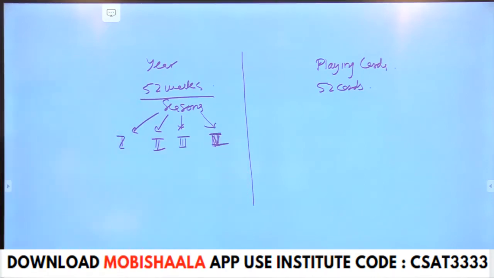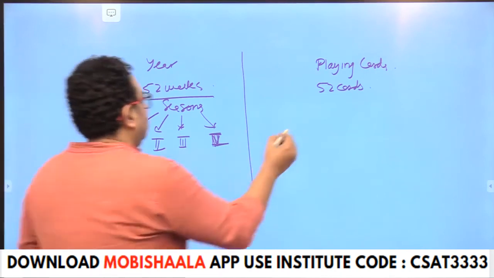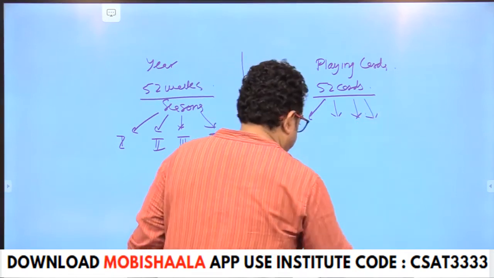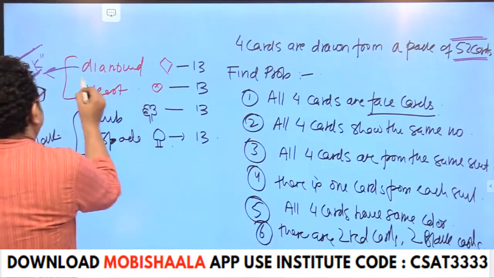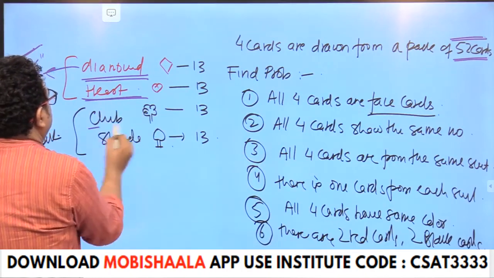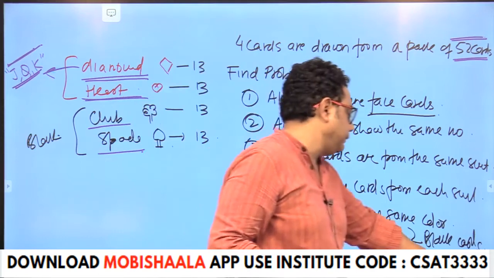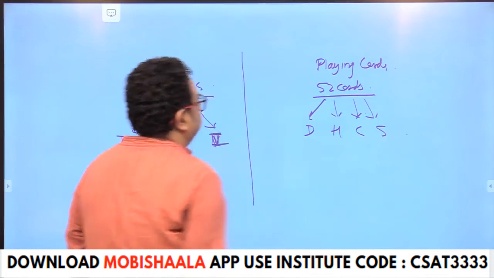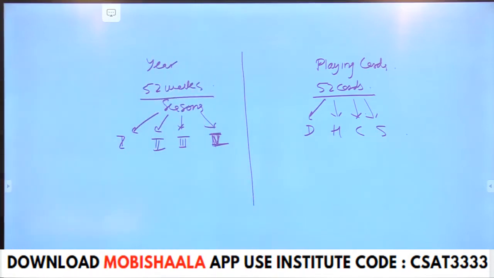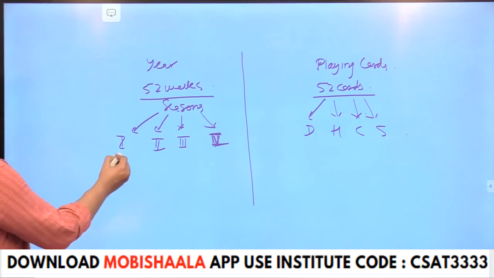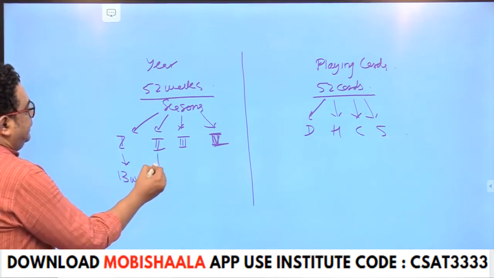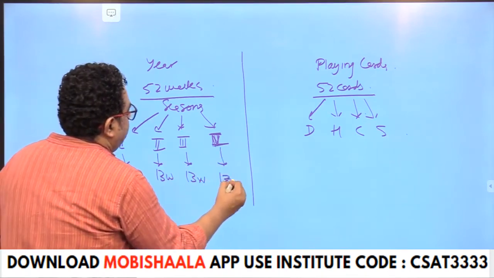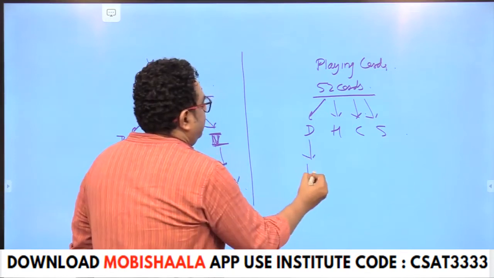There are 4 seasons: summers, winters, autumns. And how many suits are there? 4 suits. These are the 4 suits: diamond and heart, red suits; club and spade, black suits. See the similarity? So each season is approximately how much? 13 weeks. Each season is 13 weeks. And each suit has how many cards? 13 cards each.